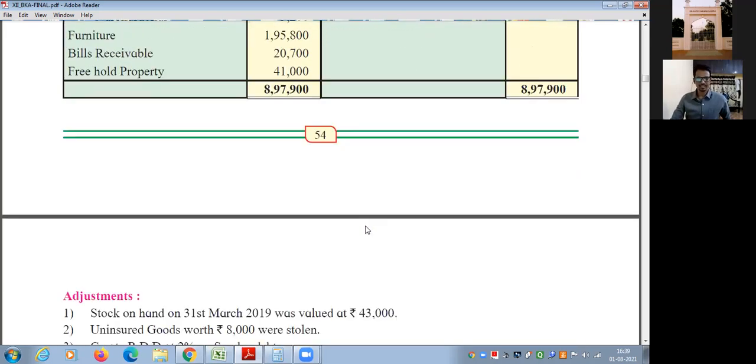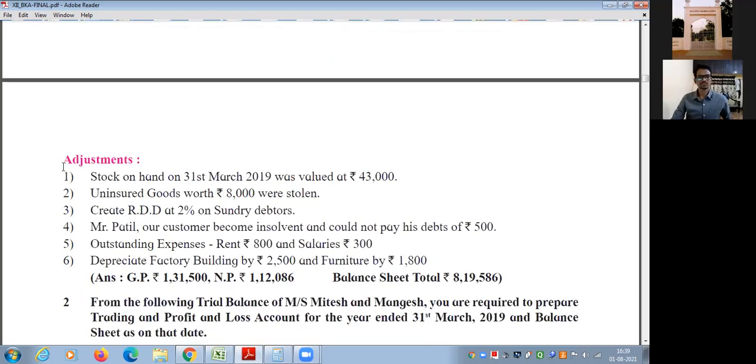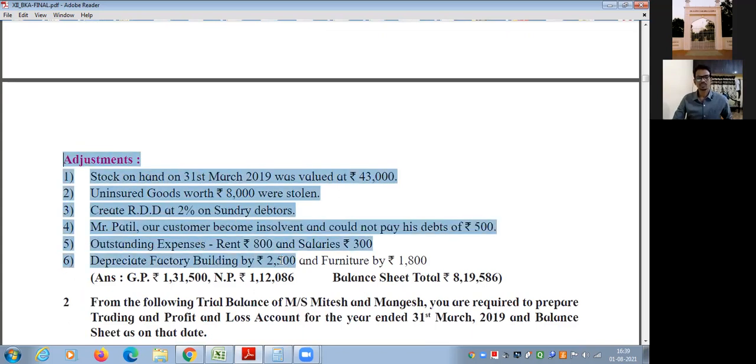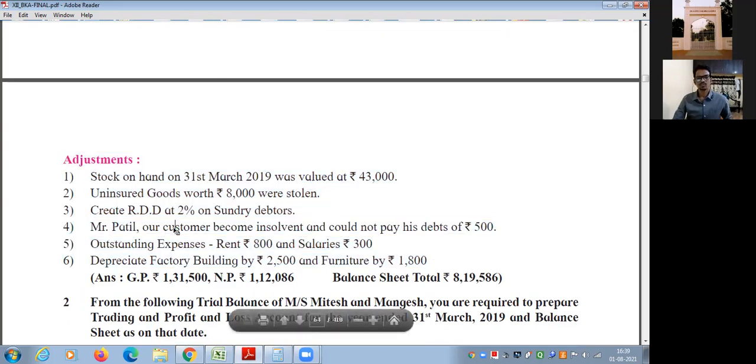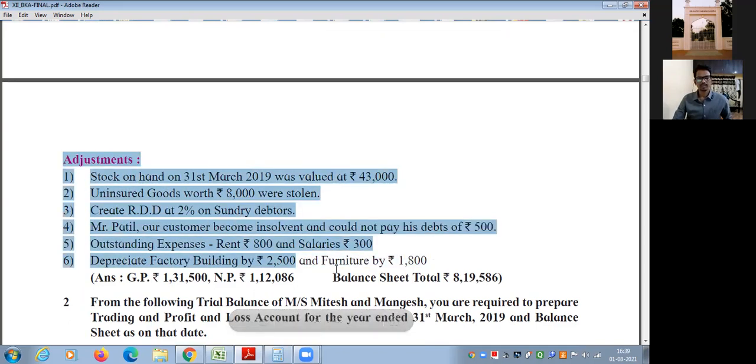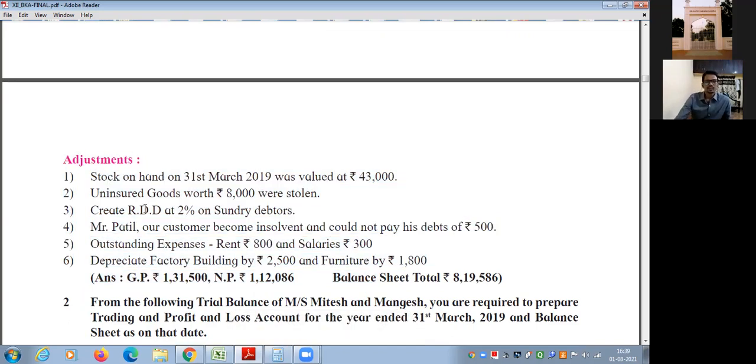Coming to the adjustments, this final account question will be asked in the examination for 12 marks. Earlier, it was asked for 15 marks. Now, as per the revised pattern of the HSC board, it will be asked for 12 marks in the examination. So we have 5 adjustments here. The very first adjustment is stock on hand on 31st March 2019 was valued at 43,000.